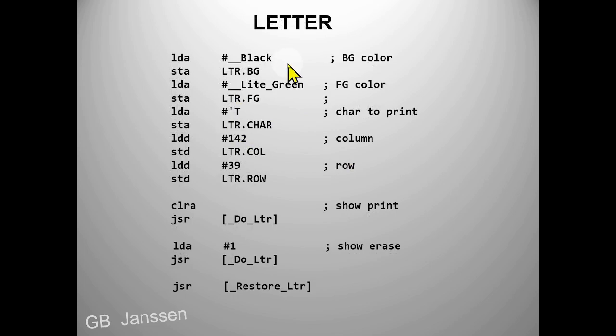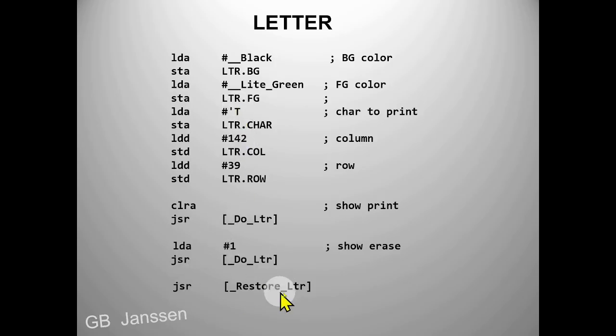Okay, let's go on to a letter. Same thing. With a black background, a green foreground. Here's the character we want to print. Put it there. Here's a column, a row. Clear out there. Do a letter. It will put that letter, that T, on the screen where you told it to. And come back. You can come back later and say, put a 1. It will erase that letter from the screen.